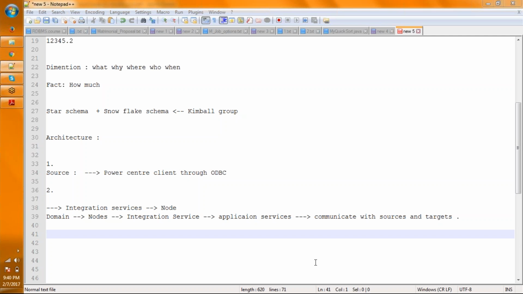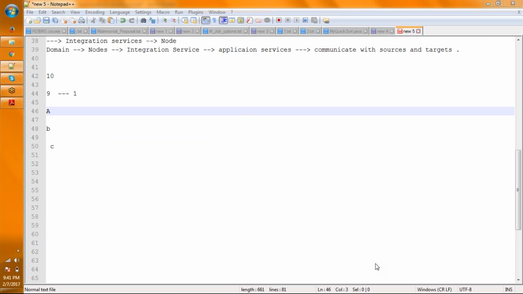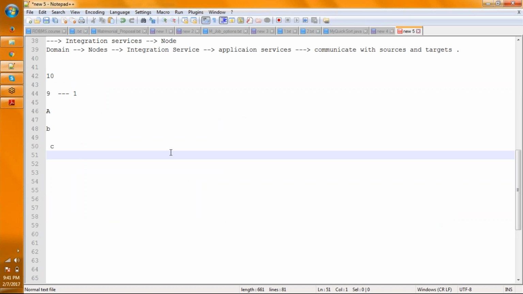Okay, repeat one more time. I'm sorry. Okay, one moment. Now let's talk about service manager. These are just some definitions that we need to remember.